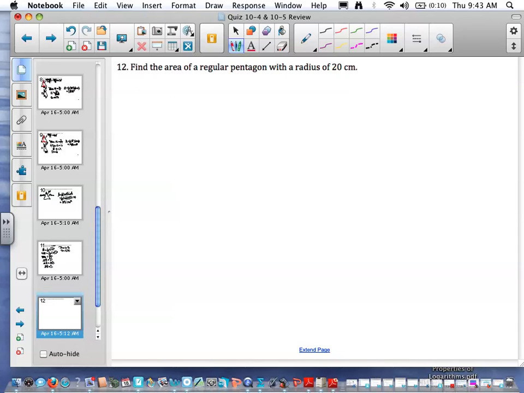The last problem, number 12, find the area of a regular pentagon with a radius of 20. And this is another one of those problems where you can choose to find the area of one triangle and multiply it by 5, because you know you have 5 congruent triangles if it's a regular pentagon, or you can find the central angle measure, find the apothem, find the side length, and use the area is equal to 1/2 the apothem times the perimeter.